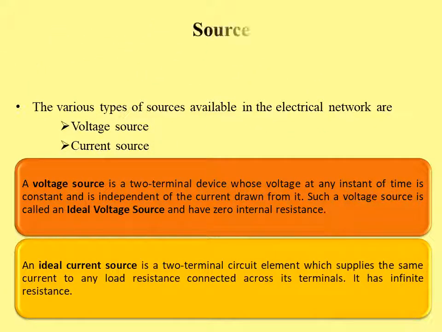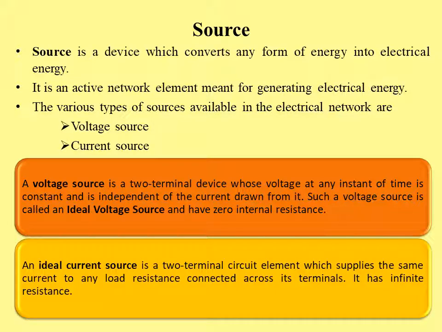What is a source? A source is a device which converts any form of energy into electrical energy. It is an active network element meant for generating electrical energy. Now, sources are also of two types in an electrical network. That is, one is voltage source and the other is current source.